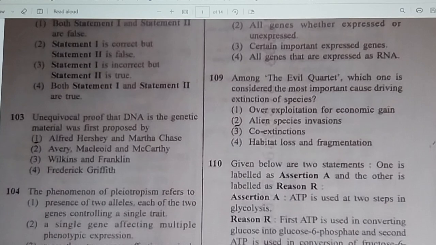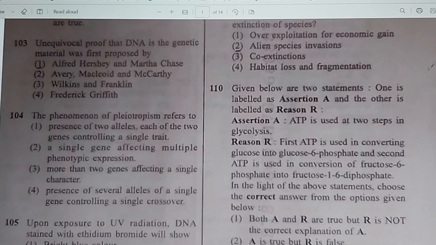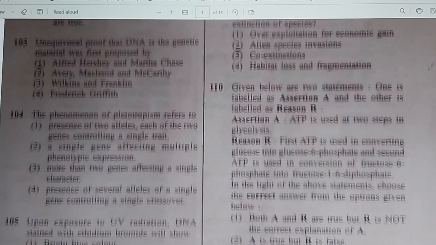103 question, unequivocal proof that DNA is the genetic material. I hope you know, children, Hershey and Chase, option A. 104, the phenomenon of pleiotropism refers to one gene controlling multiple characters, what we call pleiotropism, which is option B.